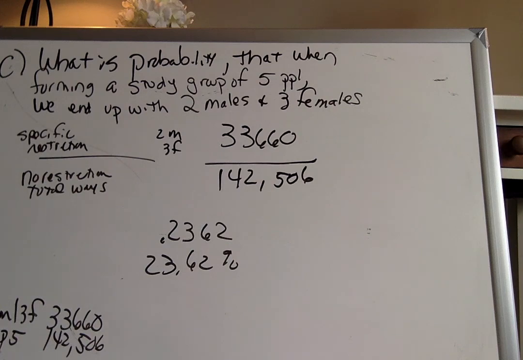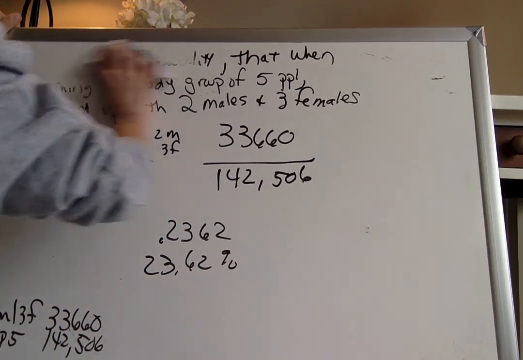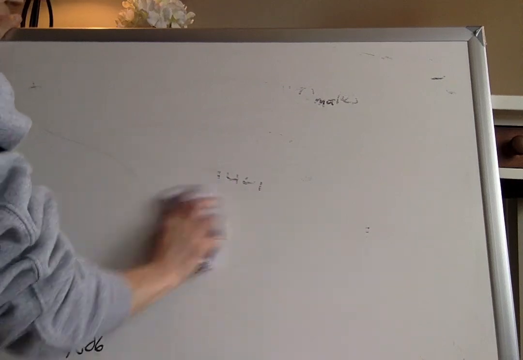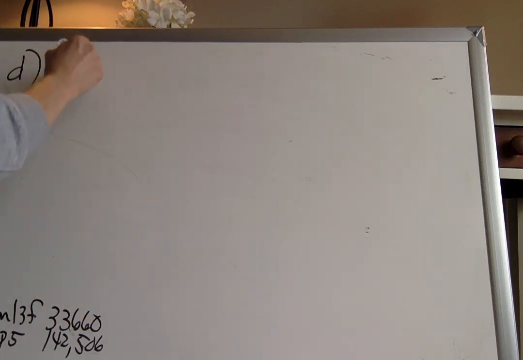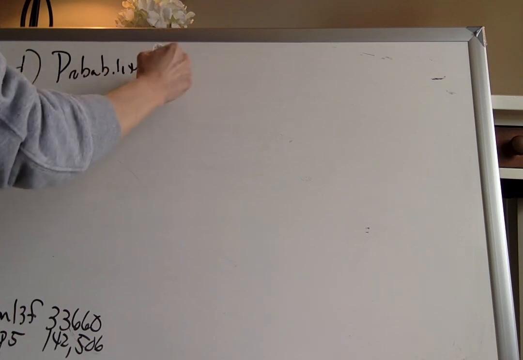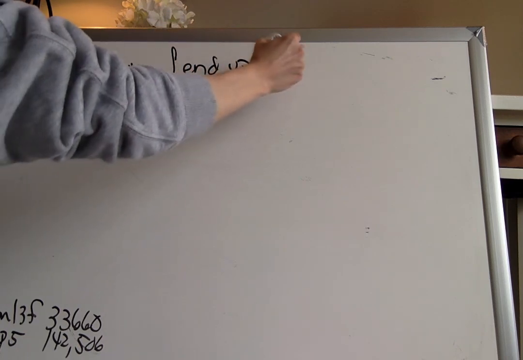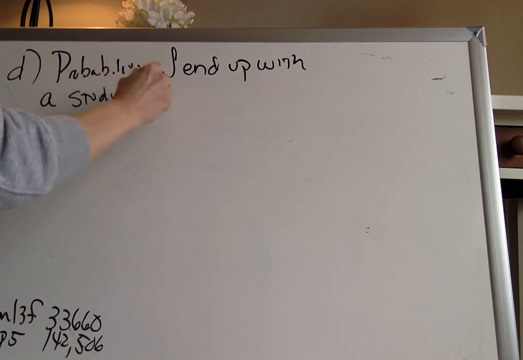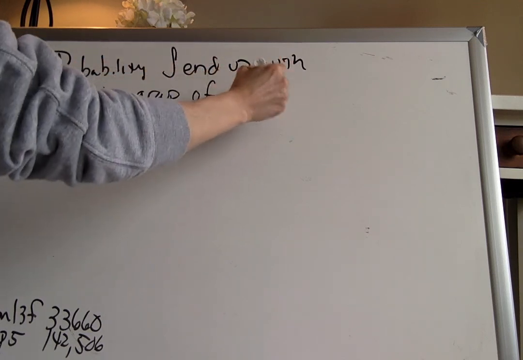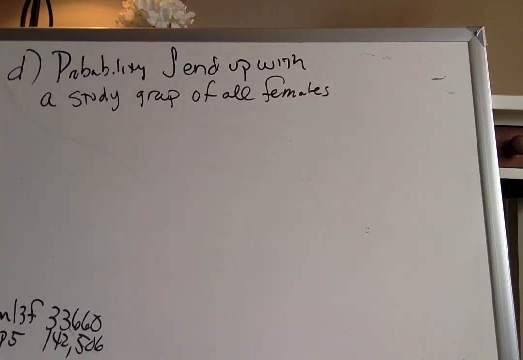Let's do one more, kind of bringing this all together. It's going to be part D. Same problem, or same setup of the problem. So we still have those 30 people, 8 males, 12 females. We're still picking a group of 5. Okay, I kept that the same.